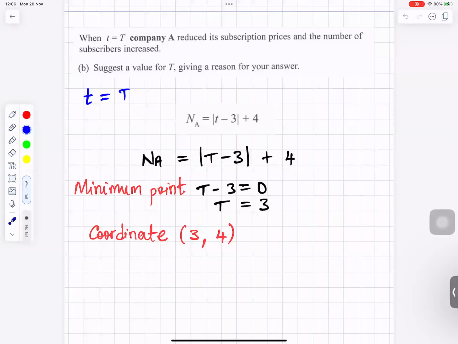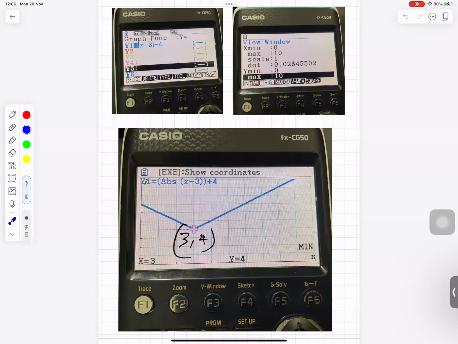For part B, the minimum would be when t minus 3 equals 0. That gives t equals 3. So the coordinates are (3, 4). If you look at this diagram, the minimum point there is (3, 4).